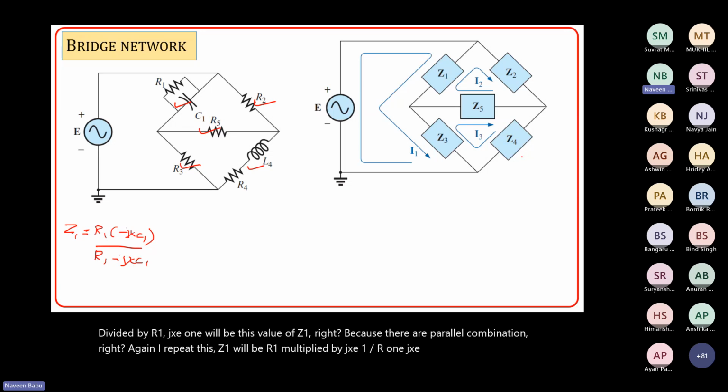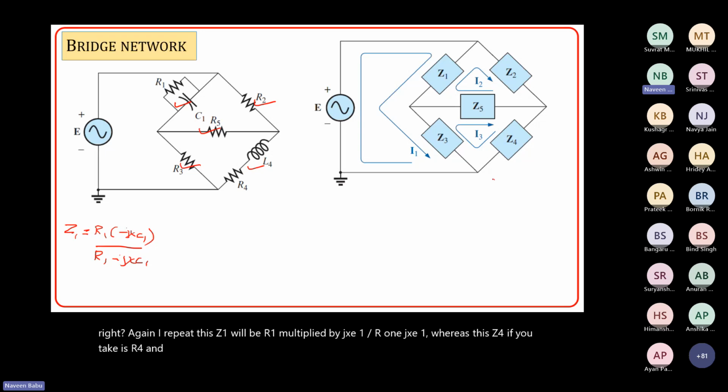Whereas for this Z4, R4 and L4 are in series. So Z4 will be equal to R4 plus jXL4.